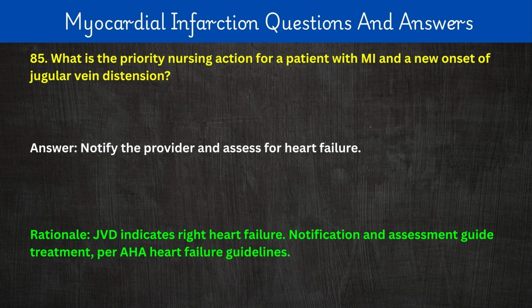85. What is the priority nursing action for a patient with MI and a new onset of jugular vein distension? Answer: notify the provider and assess for heart failure. Rationale: JVD indicates right heart failure. Notification and assessment guide treatment, per AHA heart failure guidelines.